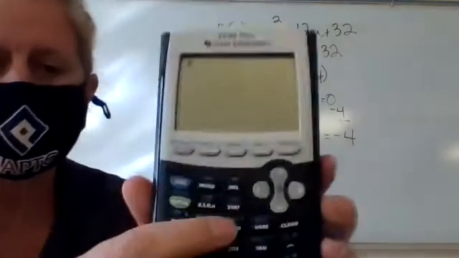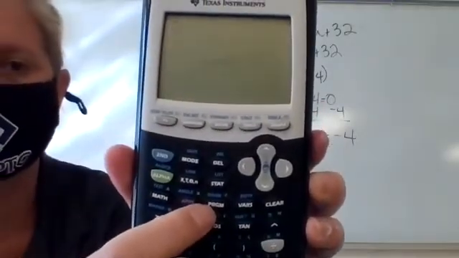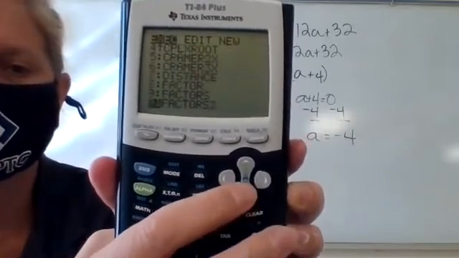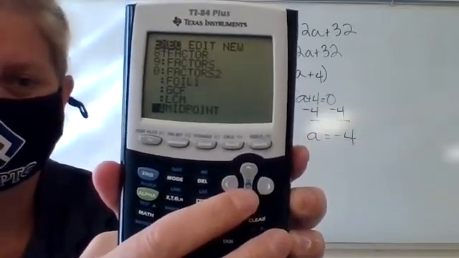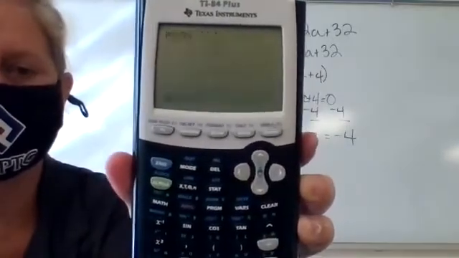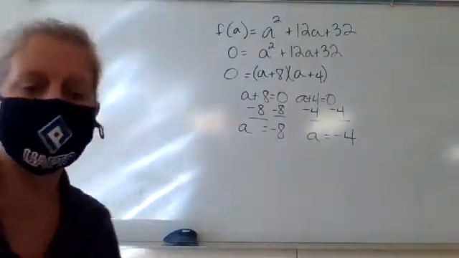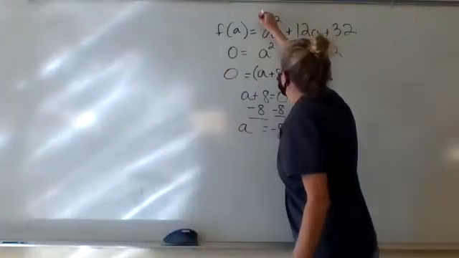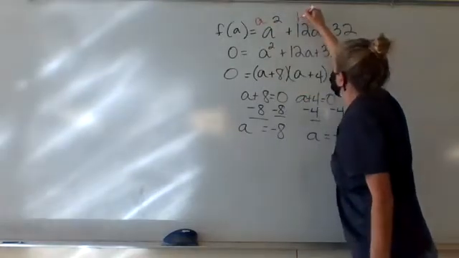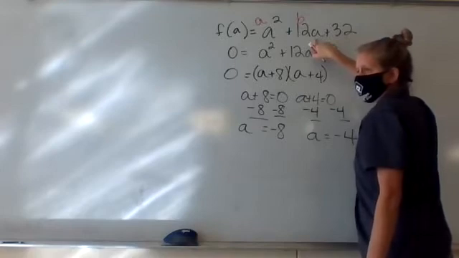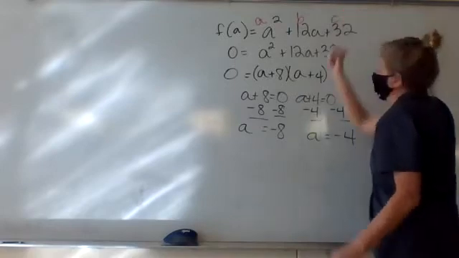If you have the quad program, then you just go to your program button, down to quad, hit enter, hit enter again, and then it's going to ask you what your A, B, and C are. Remember, the A is whatever is in front of your squared term. Your B is whatever is in front of this term. And then your C is your constant.